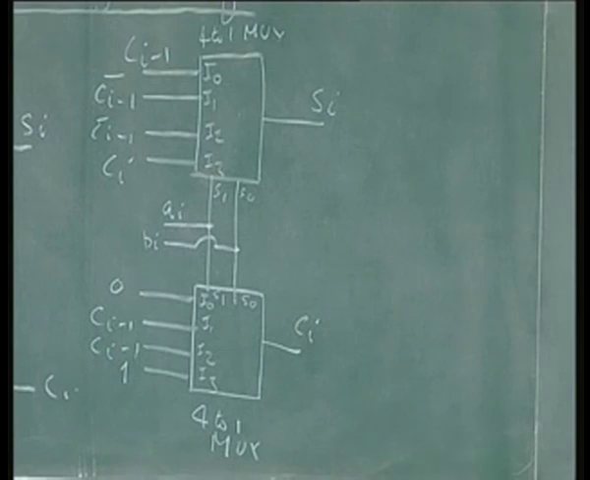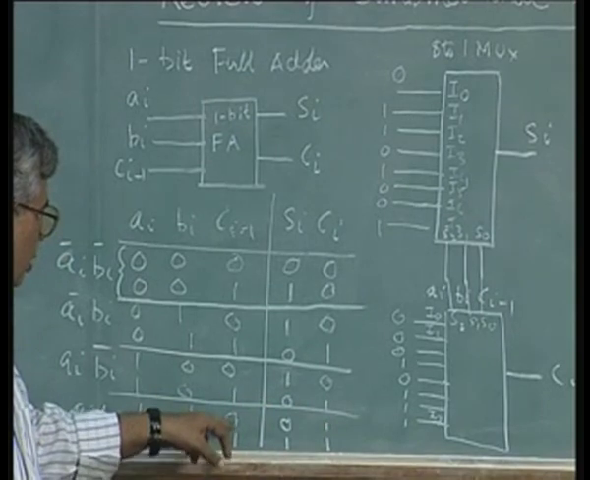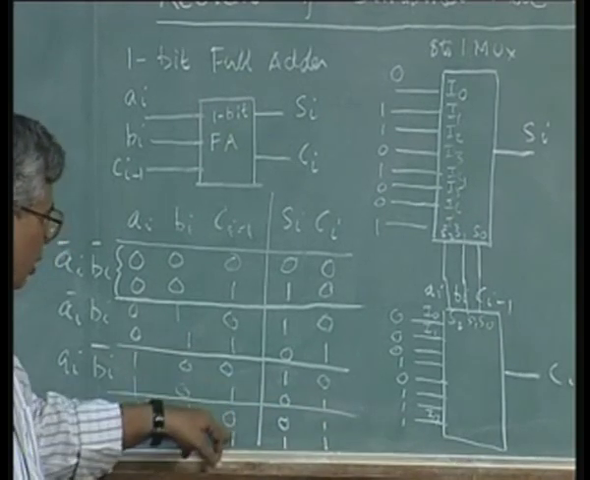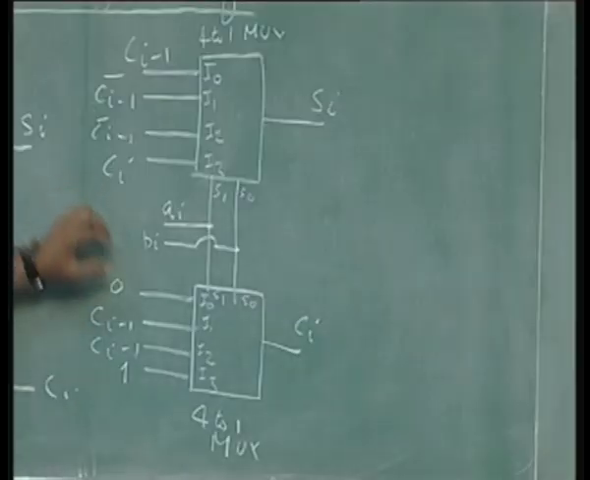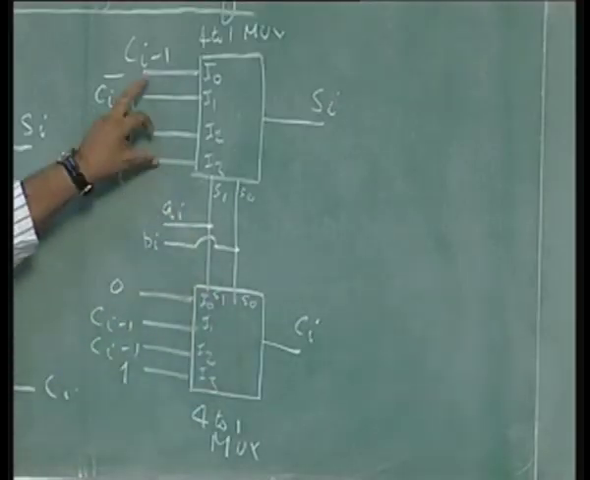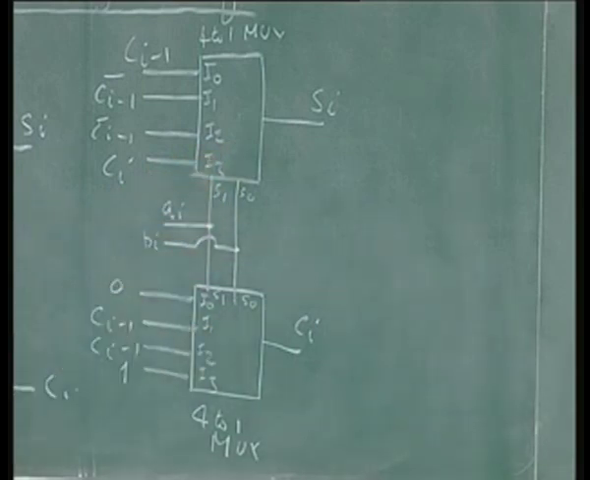In this case, whether Ci minus 1 is 0 or 1, in both cases the output is 1. So now I have 4 inputs and 1 output. I am able to get an Si function out of this, and a Ci function out of this. There are 2 significant things you have to see in this design. One is that I have reduced the size of the multiplexer from 8 to 1 to 4 to 1.